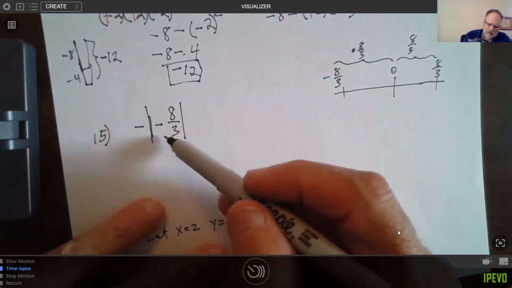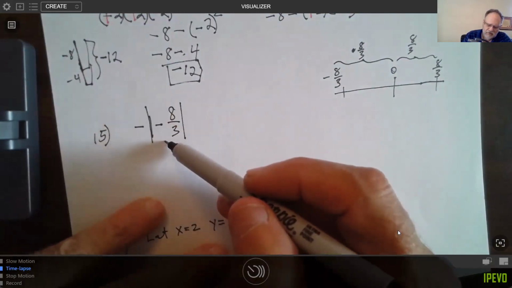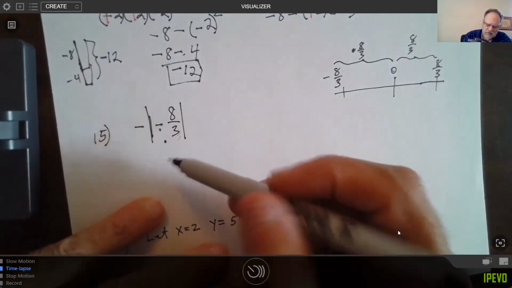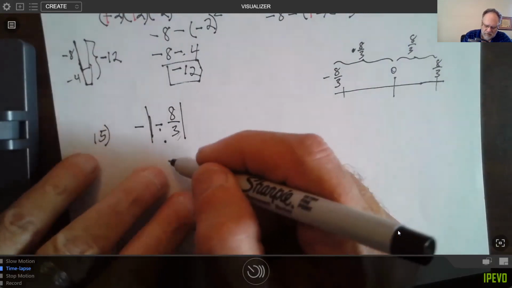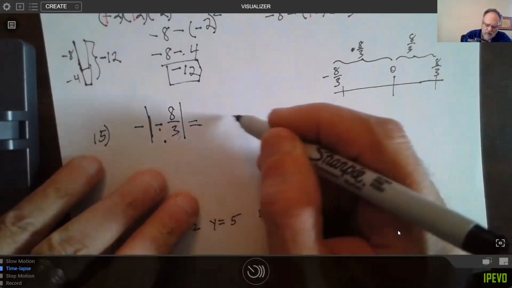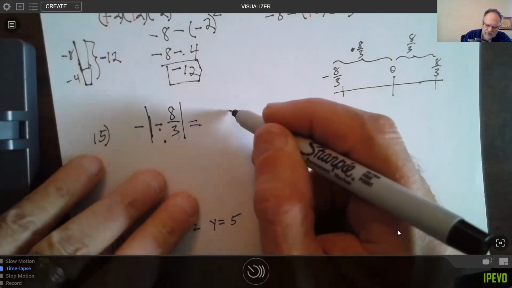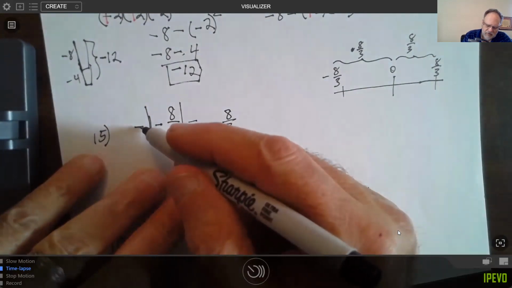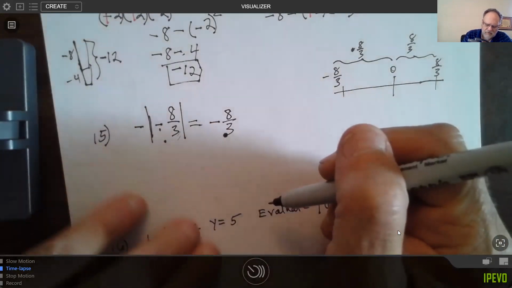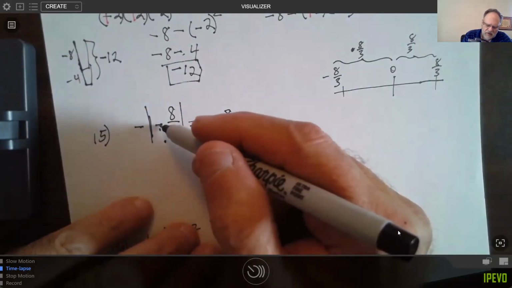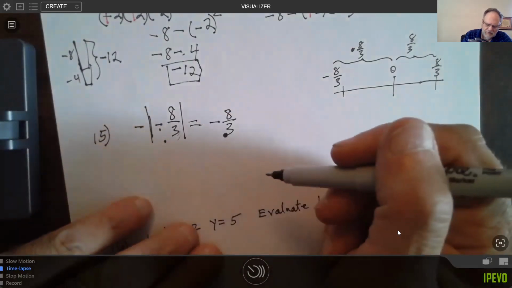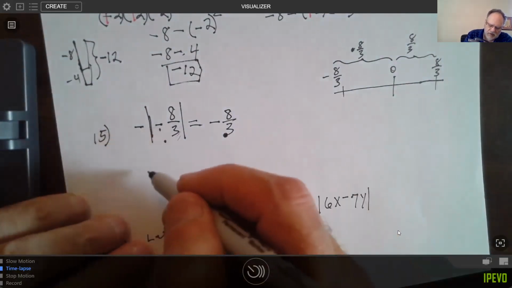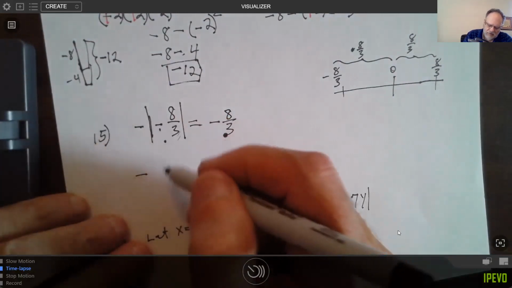So we look at the inside, we ask ourselves, okay, anything that's inside the absolute value becomes a positive. So that's going to be a positive 8/3. But because there's a negative, we're saying the opposite of that, so it's a negative. This negative does not get factored into what's inside. Another thing is you cannot change negative times negative as a positive because it's absolute value.